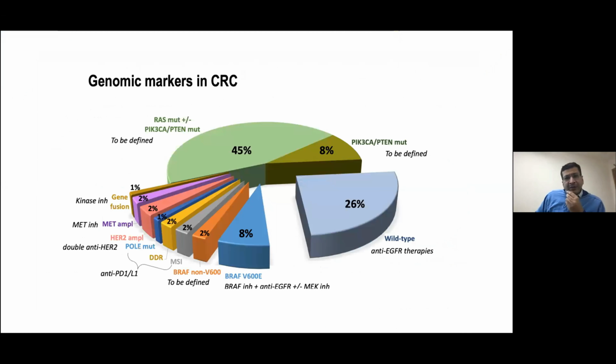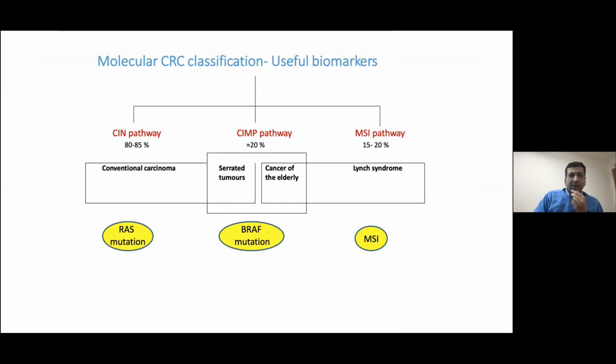So there are different genomic markers in CRC. As I said earlier, it is a very heterogeneous group. So these are the important biomarkers which are useful for us in our day-to-day practice. If we look at the different pathways, the most common is the chromosomal instability pathway, which constitutes about 80 to 85% of the cancers. Here the RAS mutations are common. In the serrated pathway, BRAF mutations are common.